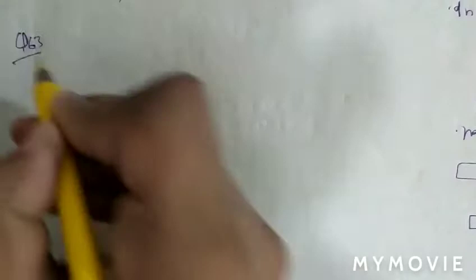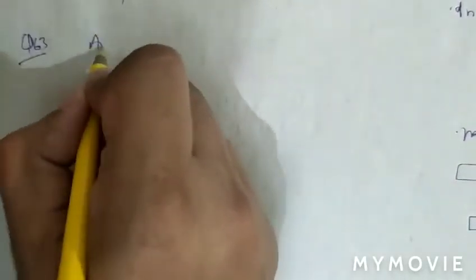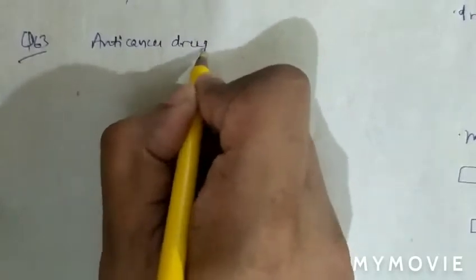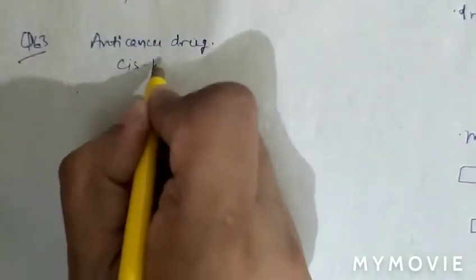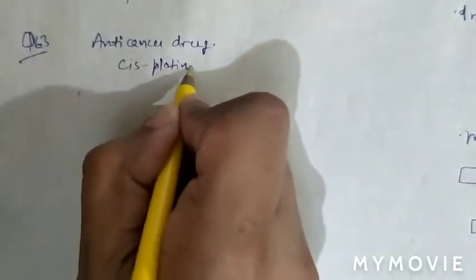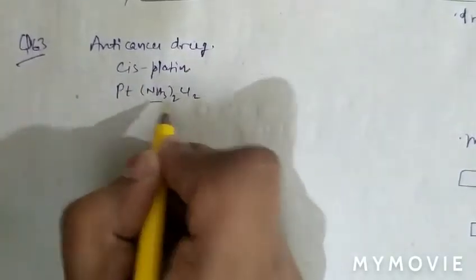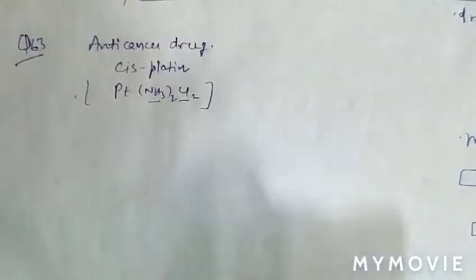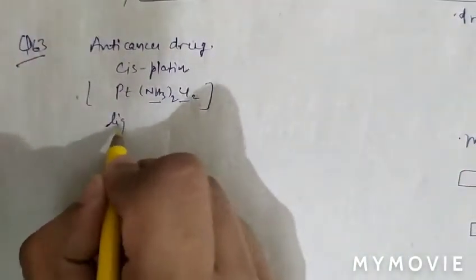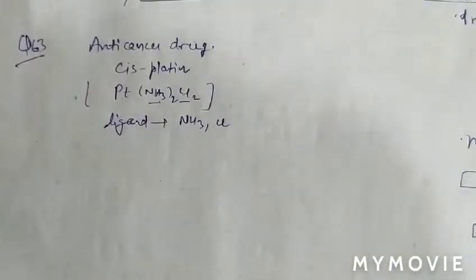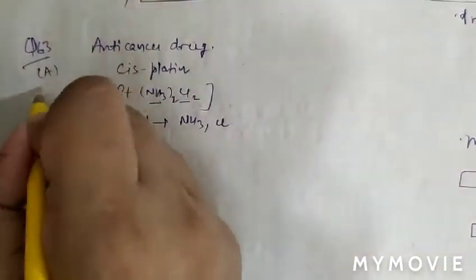See question number 63. Question number 63 is basically based on an anti-cancer drug. As we know, cisplatin is an anti-cancer drug, that is Pt(NH3)2Cl2. So the ligands present in this compound are NH3 and Cl. So for question number 63, option A is correct.